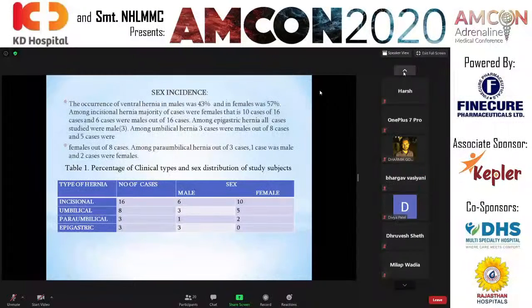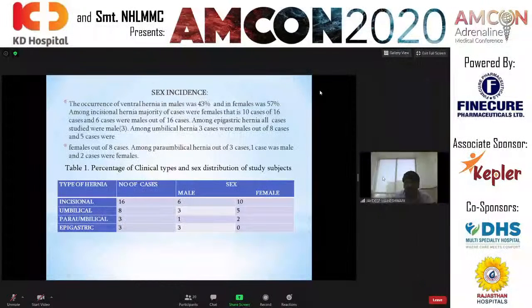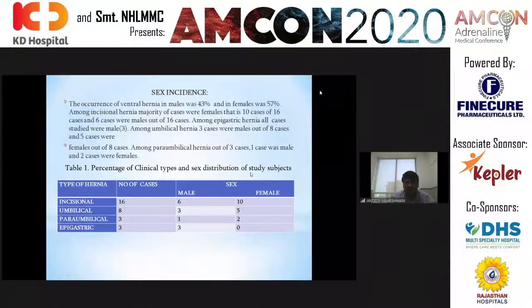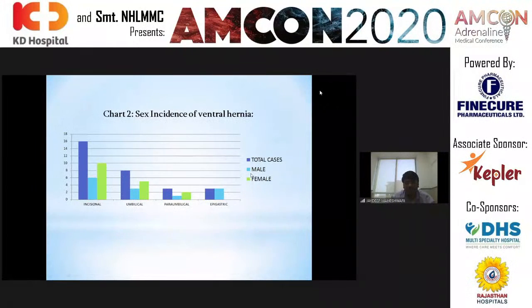The sex incidence is discussed here, and it is seen that ventral hernia is more common in females, 57%, and in males 43%. Among ventral hernias, incisional hernias were more common, and that too in females, 10 cases out of 16. Among epigastric hernias, all the cases were exclusively male. Next slide, please.